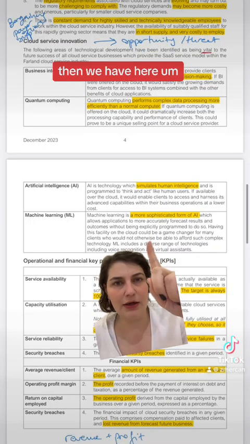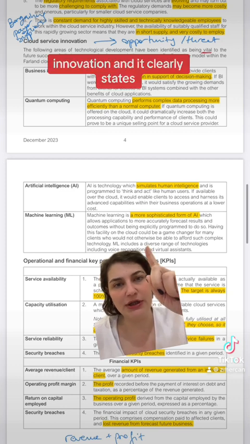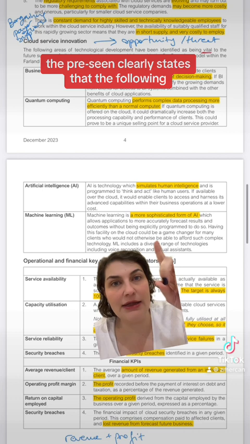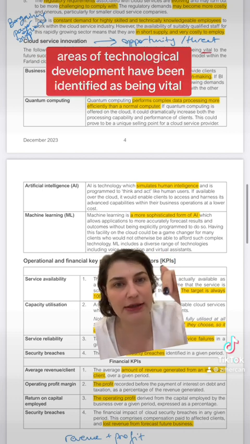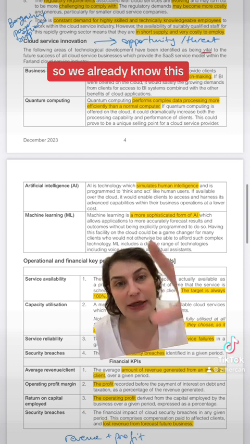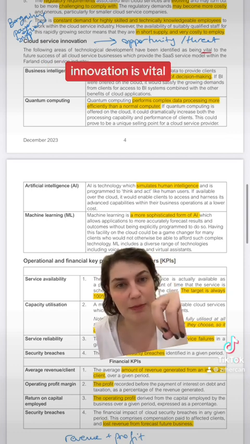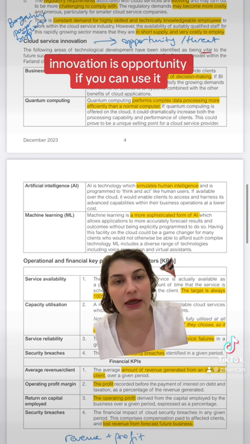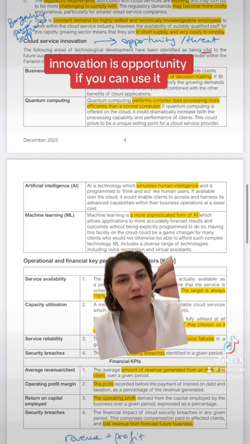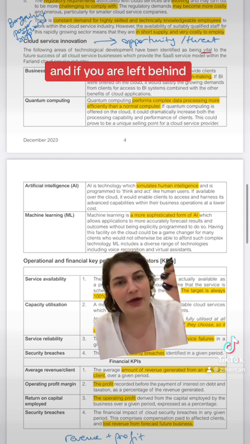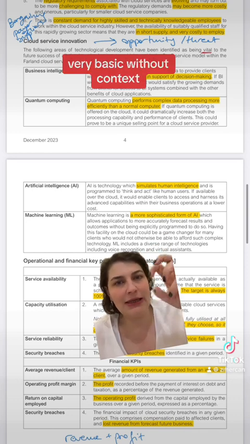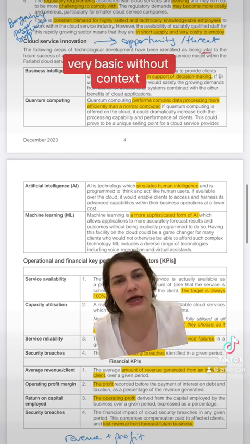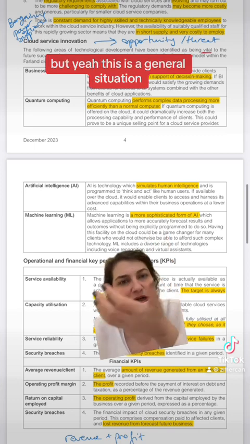Then we have innovation. And the pre-seen info clearly states that the following areas of technological development have been identified as being vital. So we already know this innovation is vital, but in general terms, innovation is an opportunity if you can use it, and if you are left behind, it's a threat. Of course, this is very basic without context, but this is the general situation.